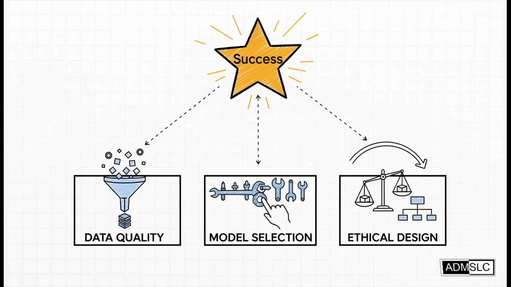But, and this is a really big but, building these powerful tools comes with a huge amount of responsibility. A model is only ever as good as the data it's trained on. Real success isn't just a given, it depends on having high-quality, unbiased data, picking the right algorithm from that massive toolbox, and thinking very, very carefully about the ethics of how these systems are designed and used.